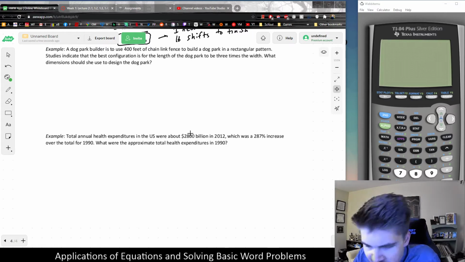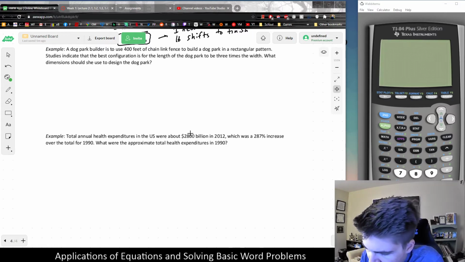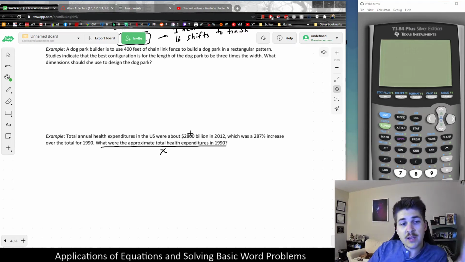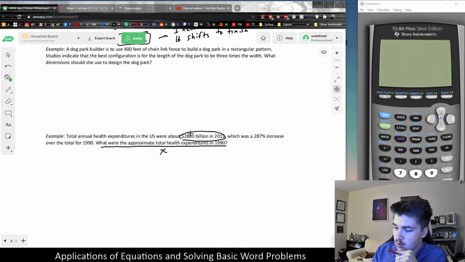So again, first thing is choosing a variable. In this equation, we're asked to figure out what this is. So I would generally call this x, which is we don't know what the expenditures were back in 1990. What I do know is that it has increased to 2.8 trillion in 2012, and I was also told that that is a certain percentage of an increase from its original. And those are the key information that I need to figure out the original.